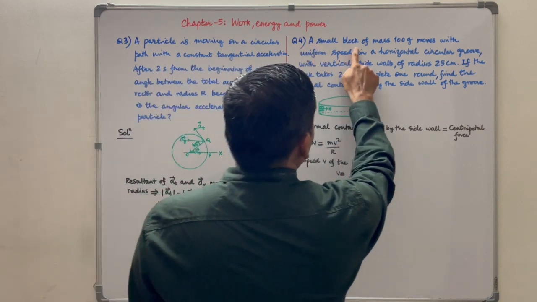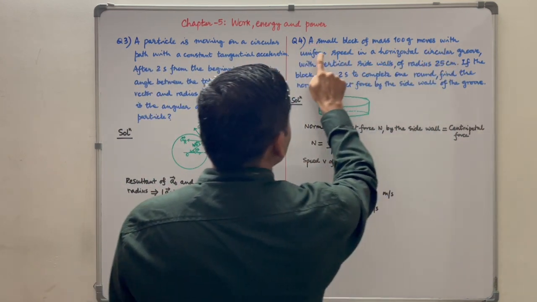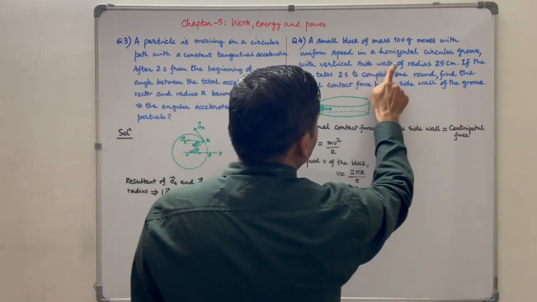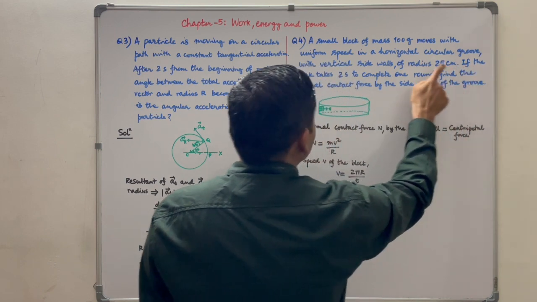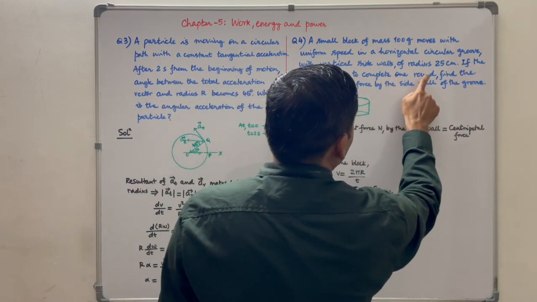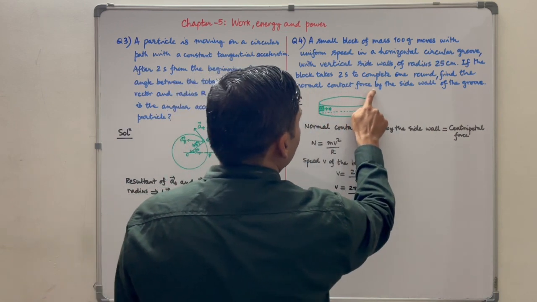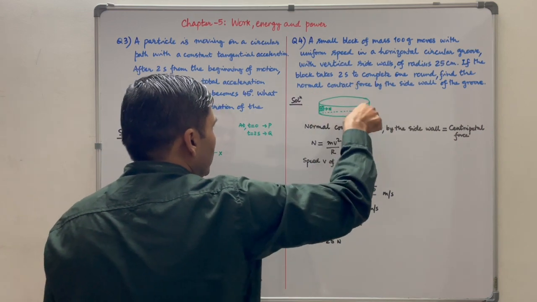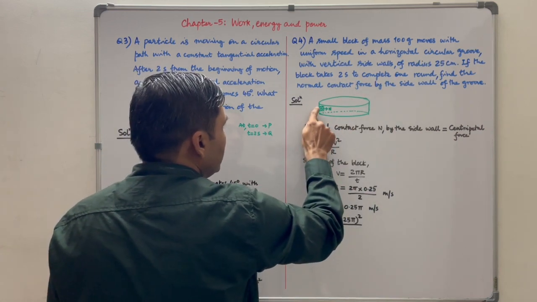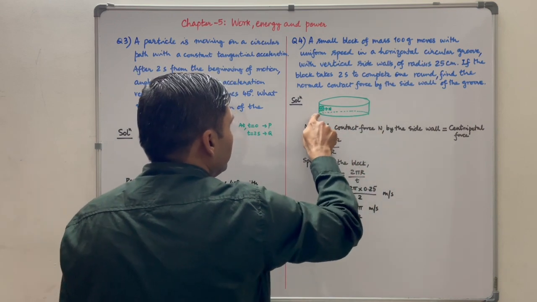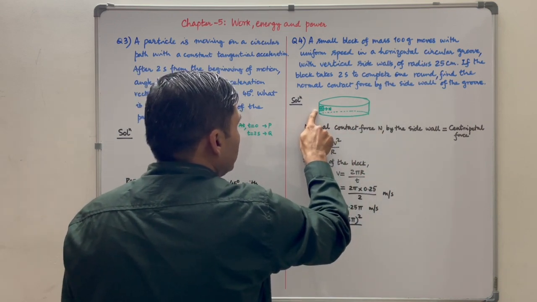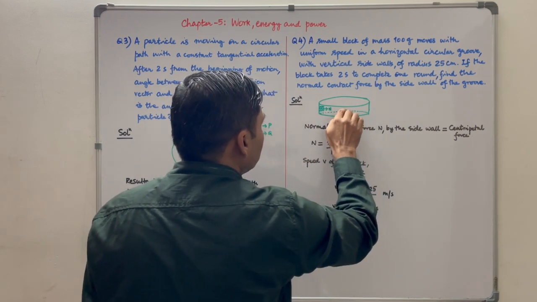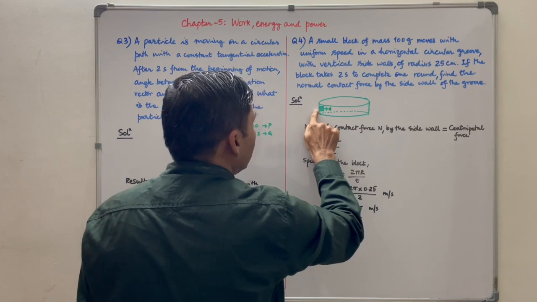Fourth question, a small block of mass 100 gram moves with uniform speed in a horizontal circular groove with vertical side walls of radius 25 cm. If the block takes 2 seconds to complete one round, find the normal contact force by the side wall of the groove. Suppose this is horizontal groove in which a small block of mass m is rotating on a circular path. So when it is rotating, it will experience a centripetal force which is directed towards the center, and that will be equal to normal reaction applied by the wall.